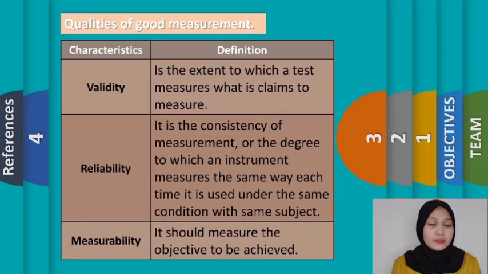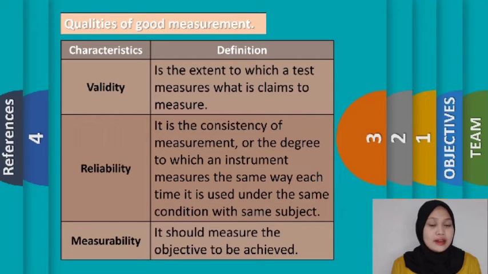So for this part, I'm going to discuss the qualities of good measurement. There are 5 qualities of a good measurement. These are validity, reliability, measurability, practicability, and objectivity. A measure must be valid, reliable, measurable, practicable, and objective. So now let's start discussing each of these characteristics.